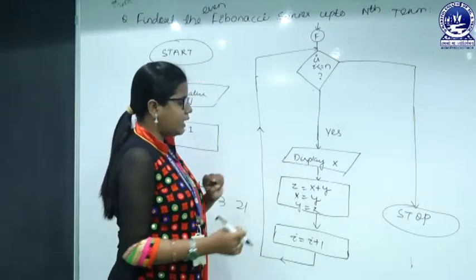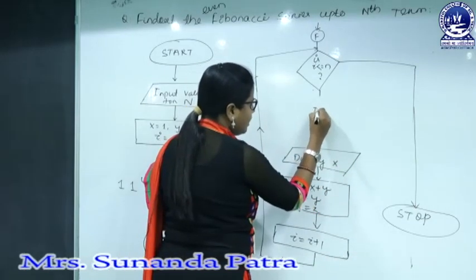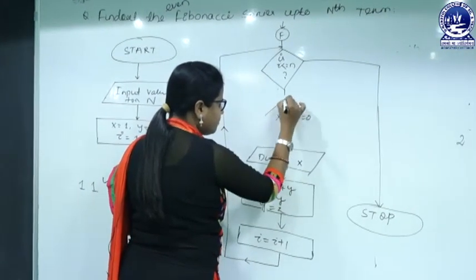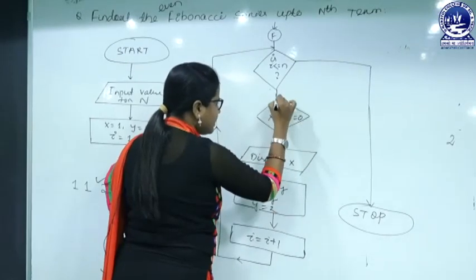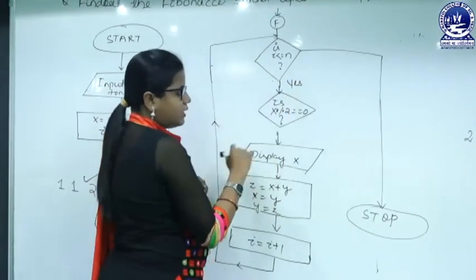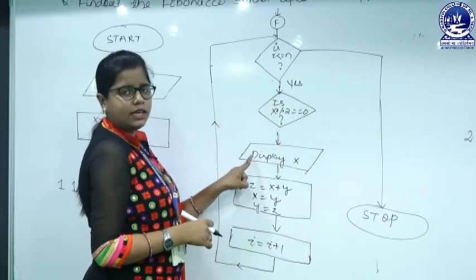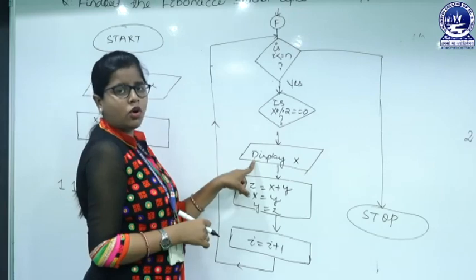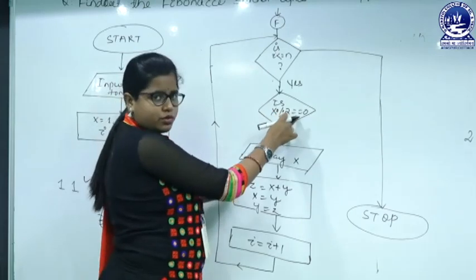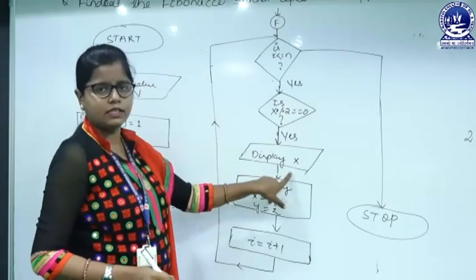So before displaying x, here we need to add another condition, that is x modulo 2 equals to 0. We need to check this condition. If i is in our range, this means if yes, then we will go for printing x. But before printing x, we need to check whether the x value is an even number or odd number. So here we are checking the condition for even number. x modulo 2 equals to 0. If yes, then only we will go for display x.